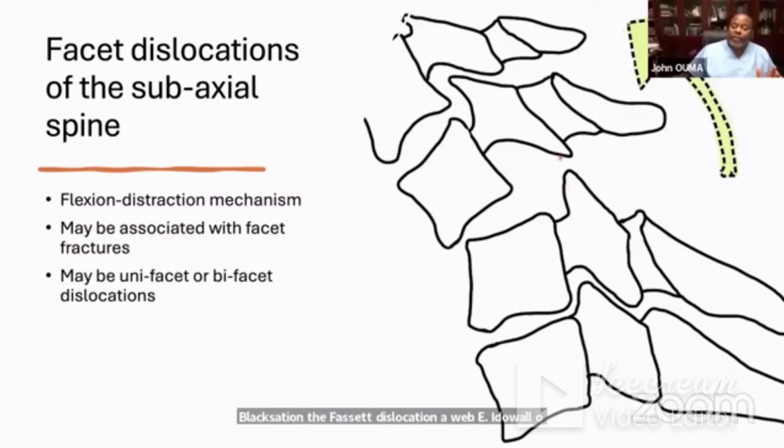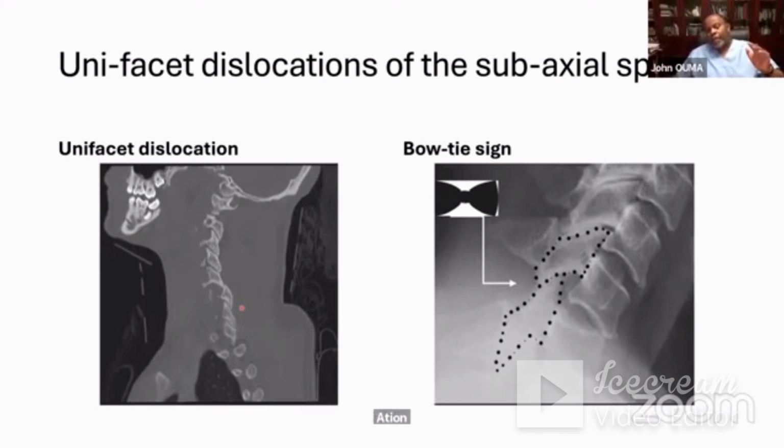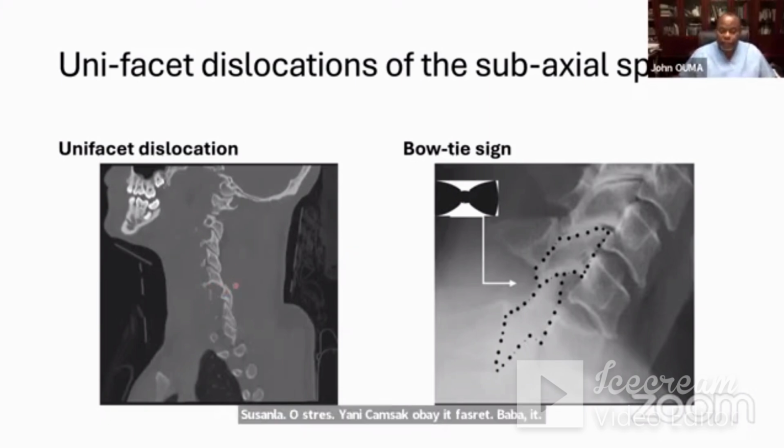By the same token, you could have this on either one side, in which case we have a unilateral problem, or both sides, in which case you have a bilateral problem. So unifacet dislocation is a unique one. And the thinking is that in addition to the flexion distraction mechanism, you also have a bit of a rotation mechanism, which favors or disfavors the one side, in that that facet experiences far more stress and jumps over its inferior facet, whereas the one on the other side doesn't. Now, this is a unique situation.